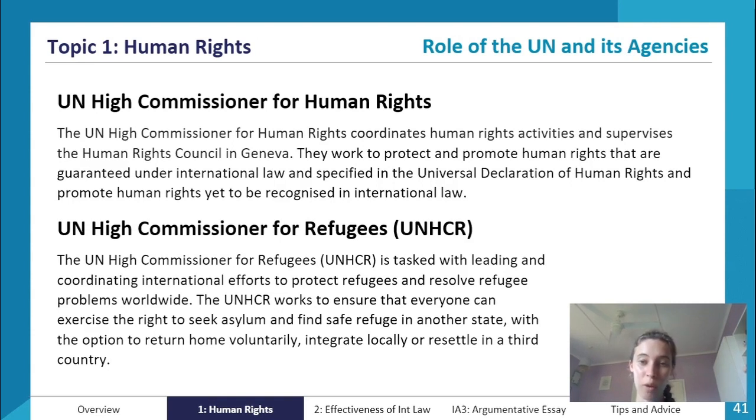The UN High Commissioner for Refugees relates pretty strongly to what we looked at before with the convention and the protocol. They lead and coordinate international efforts to protect refugees and resolve any refugee problems. So they are basically helping those people who need it to find safe refuge and have that option to return home, to integrate locally, or to settle in a different country altogether.